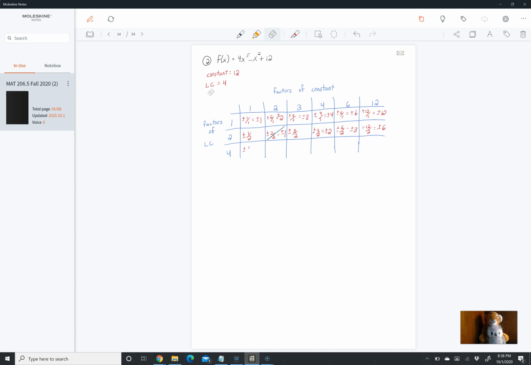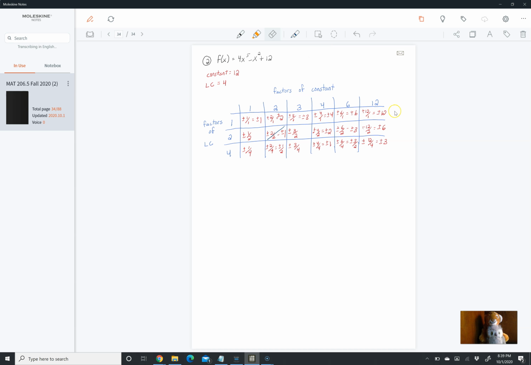Then we have plus or minus 1 over 4. Plus or minus 2 over 4. That's the same thing as plus or minus 1/2, so this will also get crossed out. Plus or minus 3 over 4. Plus or minus 4 over 4, which is plus or minus 1, that will get crossed out. Plus or minus 6 over 4, that's the same thing as plus or minus 3 over 2, that will get crossed out. Plus or minus 12 over 4, that's plus or minus 3, also will get crossed out. So we actually have a lot of repeats, okay? So we're going to cross out each of the repeats.